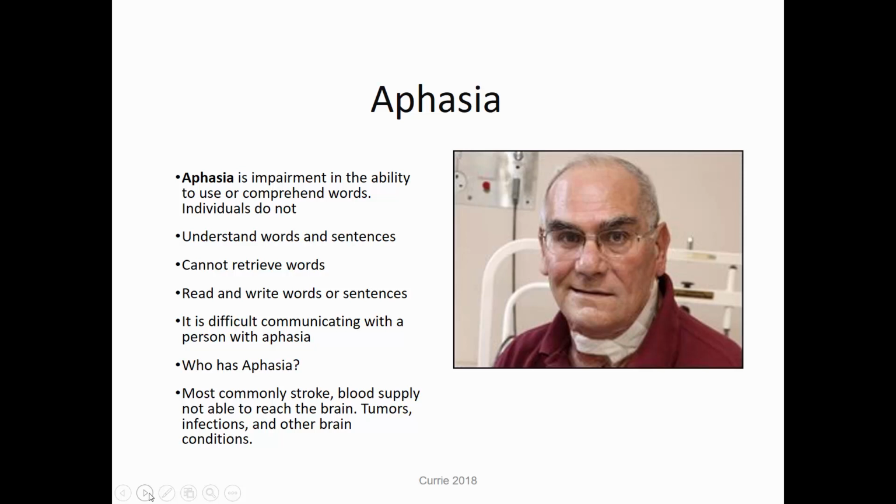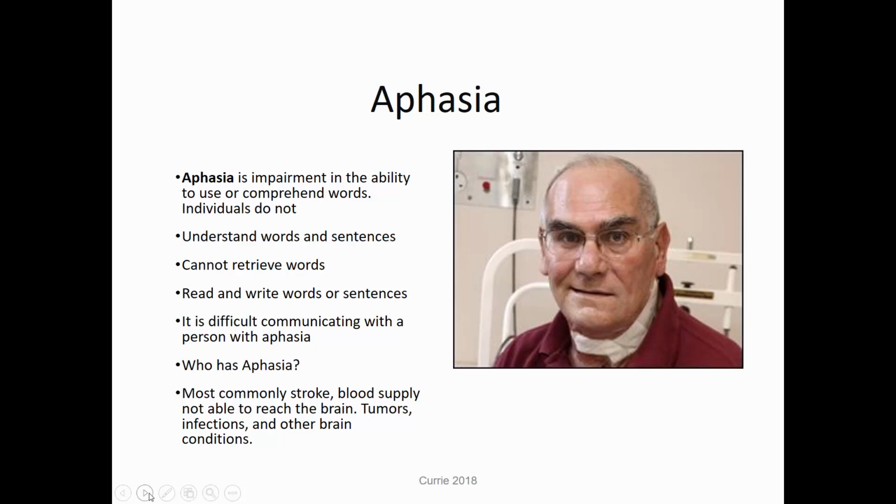This is the impairment of comprehension, so not using or comprehending language, and often it's due to people that have had tumors, infections, strokes. It's usually blood supply that has interrupted the blood supply to the brain. Difficulty retrieving words, writing words, reading sentences, and it can be very, very difficult to communicate.